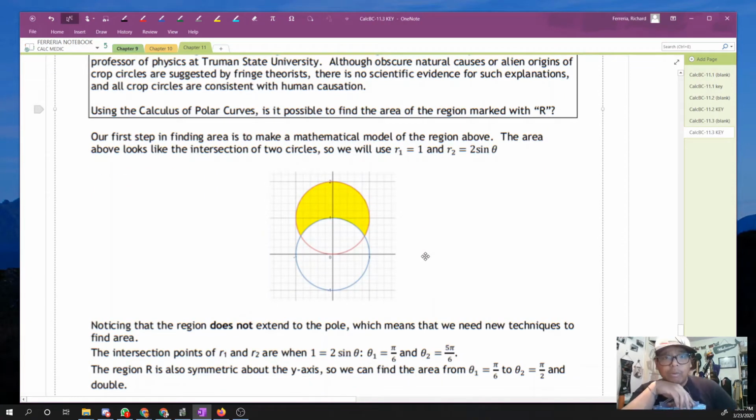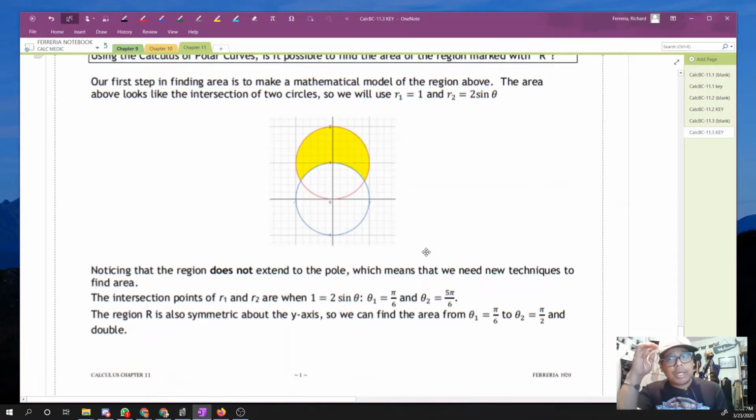Looks pretty similar to what we had up there. We're going to use r1 equals 1, r2 equals 2 sine theta. 2 sine theta is going to be that red circle above the axis, and r equals 1, well, of course, that's going to be the blue circle. Notice that the region shaded above does not go all the way to the pole. So the things that we did with yesterday's methods, they're not going to really work here. Or are they?